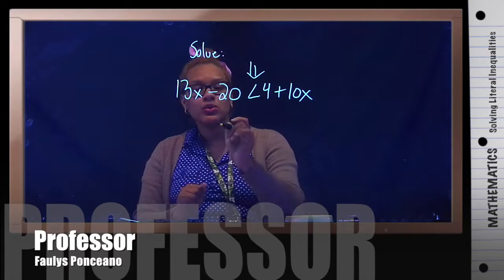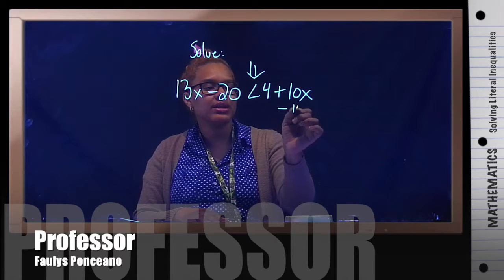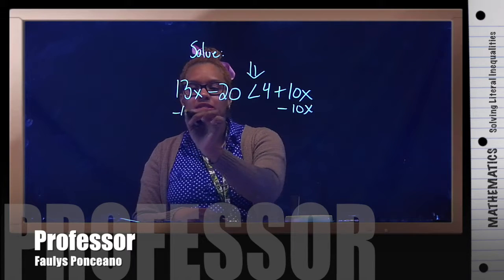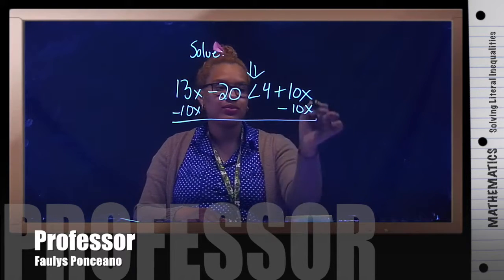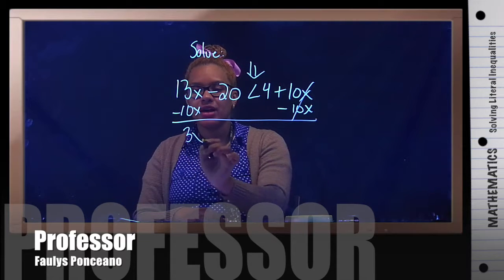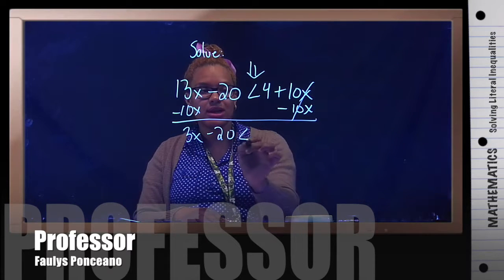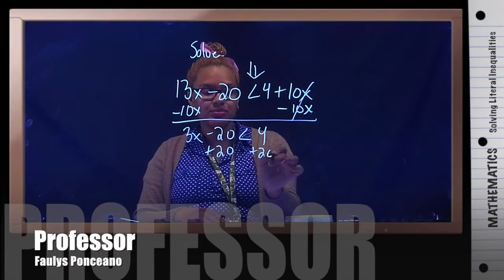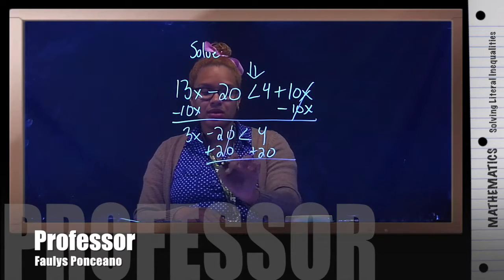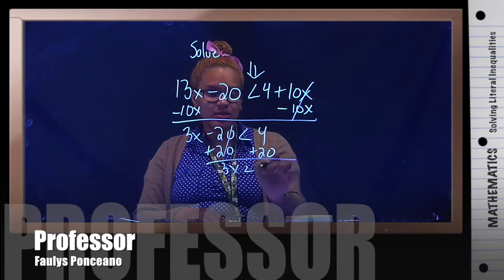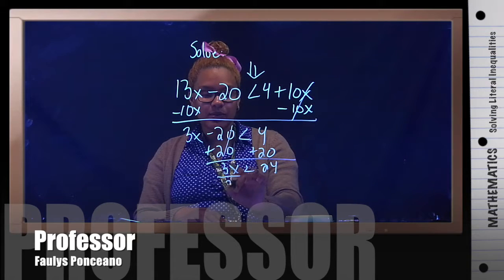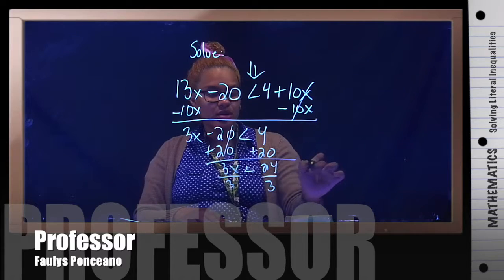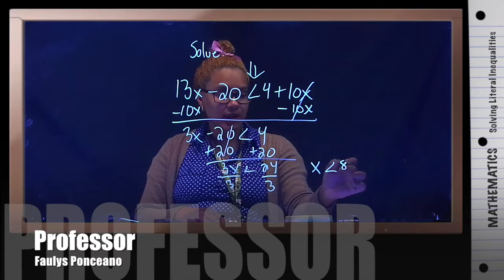Okay, so I'm going to start by subtracting my 10x to this side. This leaves me with 3x minus 20 less than 4. I'm going to add my 20 on both sides. 3x less than 24. Divide by 3 on both sides. X is less than 8.